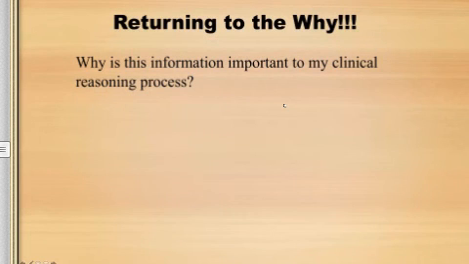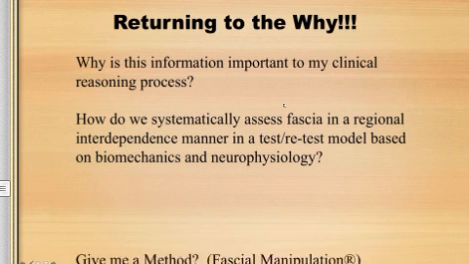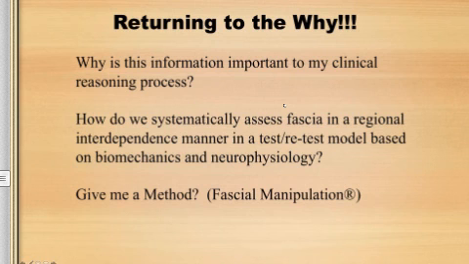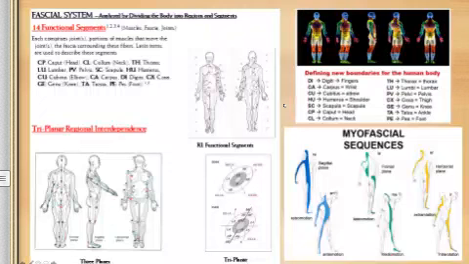So why is this information important for your clinical reasoning process? Do we have a systematic way to assess fascia that's consistent with a whole body system that's repeatable, sort of like a Maitland construct? If we do, what do we call that method? I'm going to introduce you just briefly to one, but there might be others out there. And does it work clinically? Just got back from AOP last week, and all they're saying is, show me the outcomes. Show me the outcomes, right? And that's what your assignment's going to be geared towards.